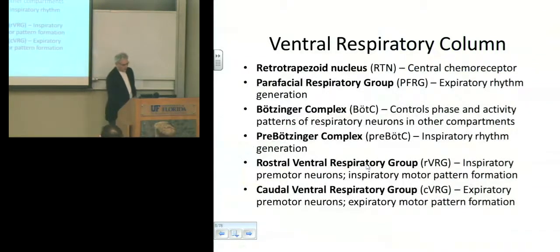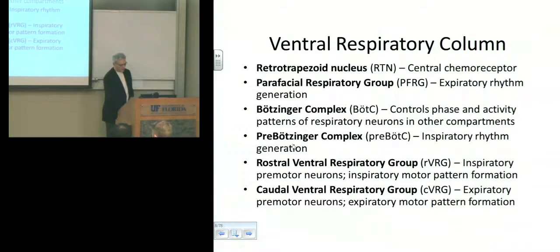So without going through all these in detail again, the retrotrapezoid nucleus is that compartment just ventral to the facial nucleus, involved probably in chemoreception. There's a little bit of controversy in the literature on exactly what its role is. The parafacial respiratory group is certainly being suggested to be involved in expiratory rhythm generation. The Bötzinger complex certainly controls the phase relationship of various groups of neurons, but is still not well understood in terms of what its role really is in rhythm and pattern generation.